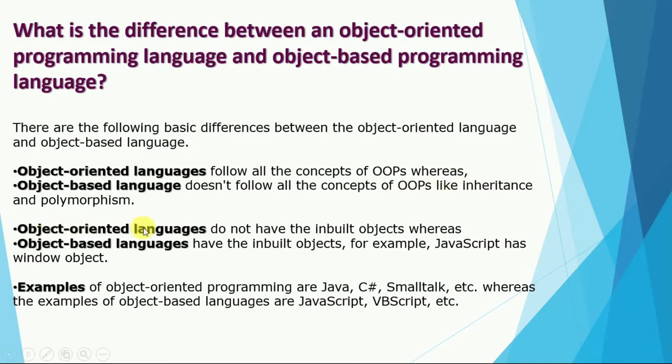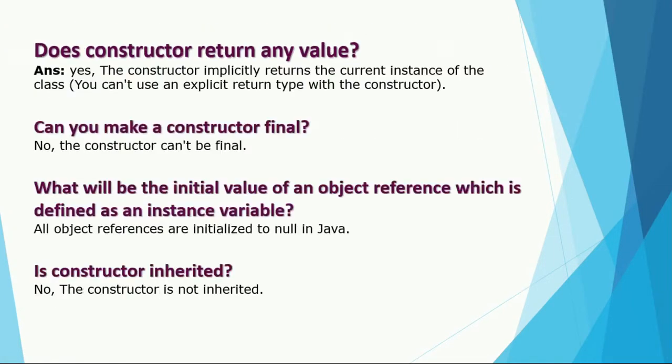Object oriented languages do not have inbuilt objects, whereas object based languages have inbuilt objects. For example, JavaScript has the window object, so JavaScript is an object based language. Examples of object oriented programming languages are Java, C Sharp, and Smalltalk, whereas examples of object based languages are JavaScript and Visual Basic Script. I hope you understood the difference between object oriented and object based programming languages.